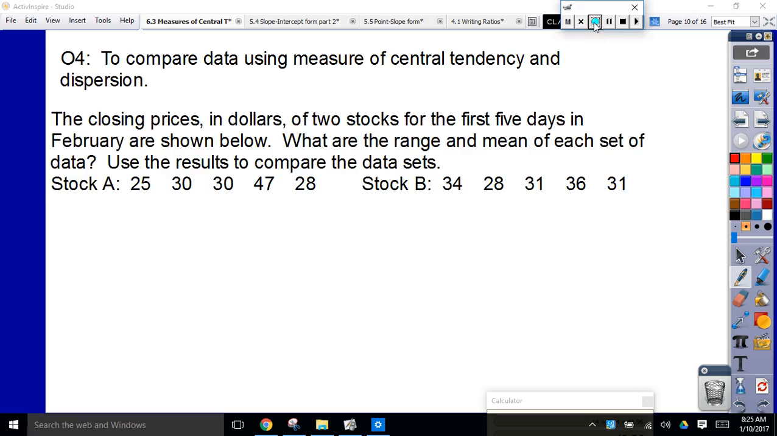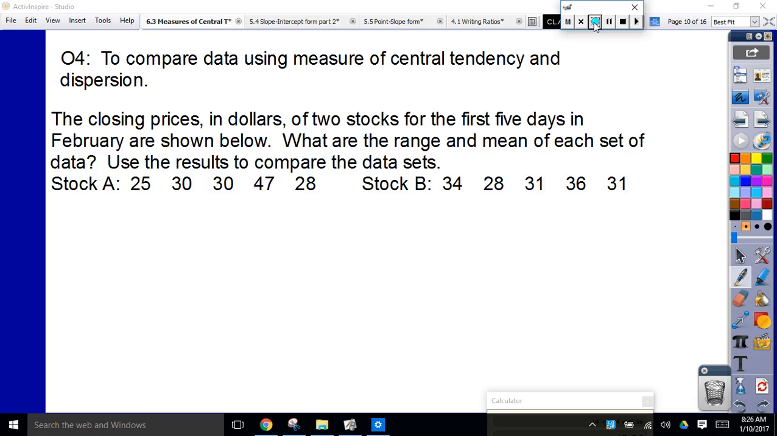Okay, so today we're starting on this slide. We're going to talk about comparing data using measures of central tendency and dispersion. We have the closing prices in dollars of two stocks for the first 5 days in February, shown below. What are the range and mean of each set of data? Use the results to compare the data sets.